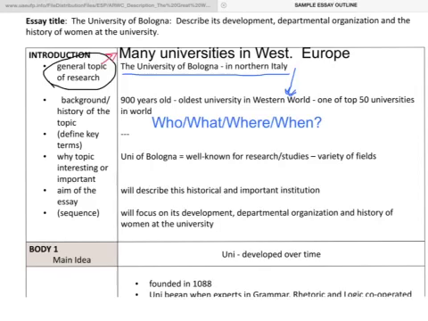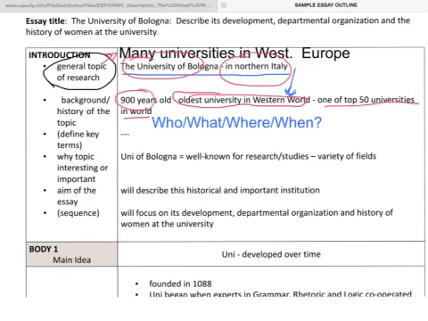So who or what are we talking about? The University of Bologna. Where is it? It's in northern Italy. What is it? It's the oldest university in the Western world. Also, it's one of the top 50 universities in the world. And when was it? It was 900 years ago.